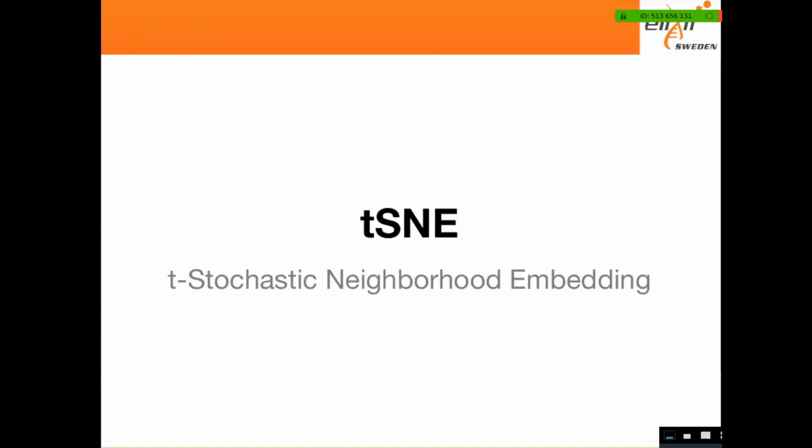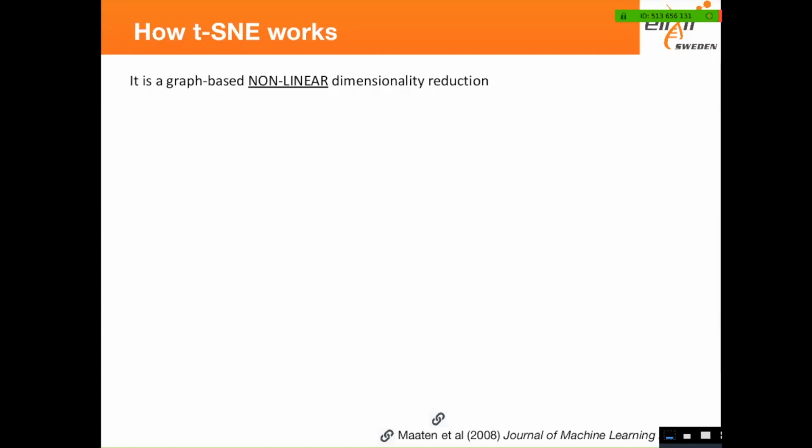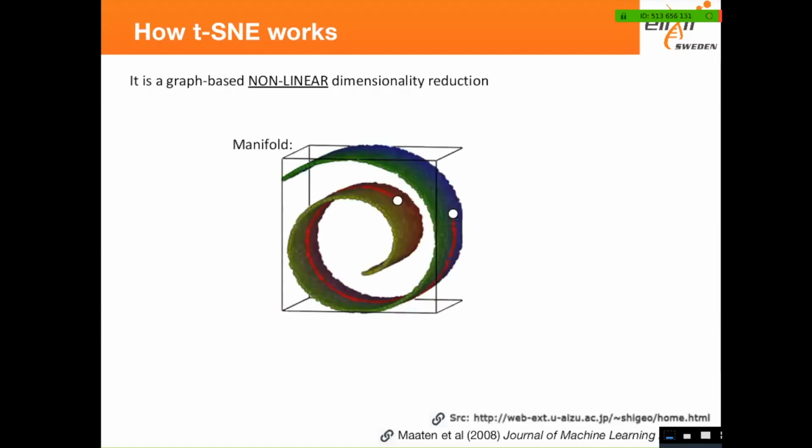So let's go for tSNE. tSNE stands for T-distributed stochastic neighborhood embedding. And I'll explain during the presentation what these exactly mean. So tSNE is a graph-based nonlinear dimensionality reduction. And I mean, the data in a multidimensional space is not linear, as I've been mentioning a lot. And this is one example.